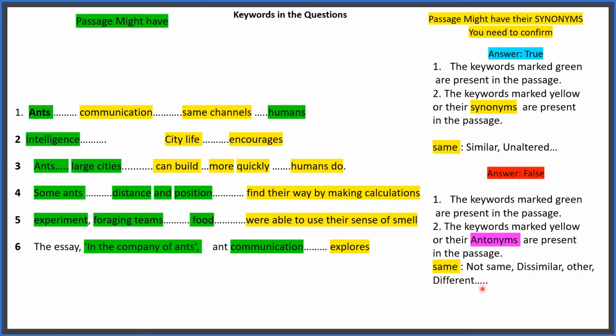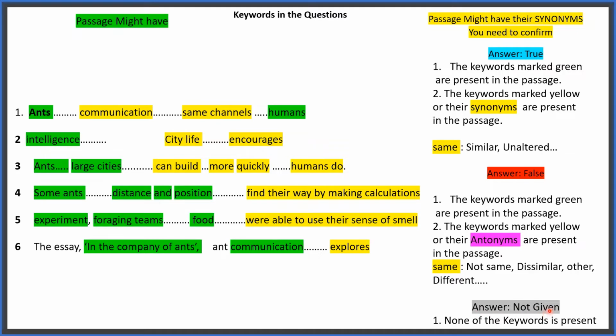Finally, it would be not given if none of the keywords is present in the passage. I mean, the keywords which are marked green or the keywords which are marked yellow are not present in the passage at all, then the answer would be not given.